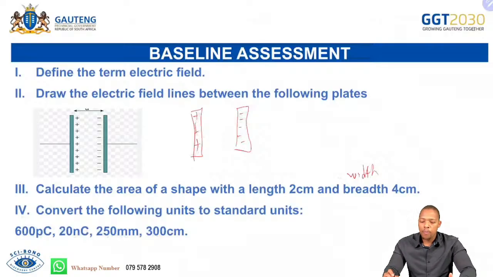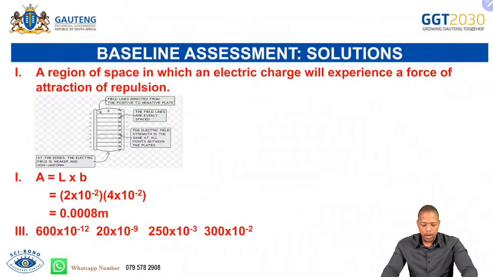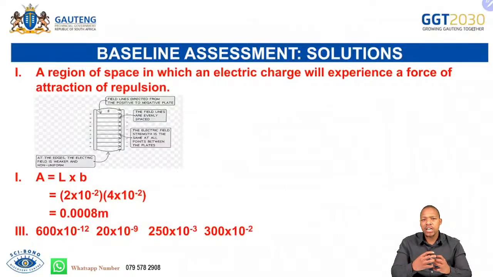All right. So the expected answers there to the baseline assessment grade 12 would be to define electric field, to say it's a region of space in which an electric charge will experience a force of attraction or repulsion. So there's a region around that space. We spoke about this in grade 11. A charge would have this region, right? An invisible region. We can't actually see the electric field. It's invisible, but if you bring another charge, that charge will either be attracted or be repelled by the other charge. So that region is called the electric field.